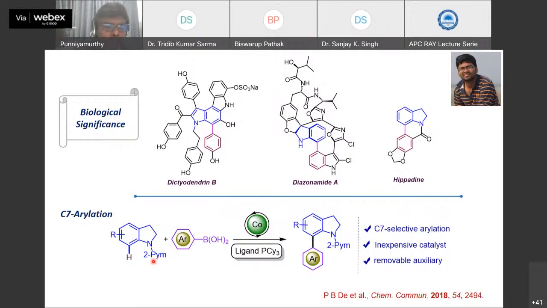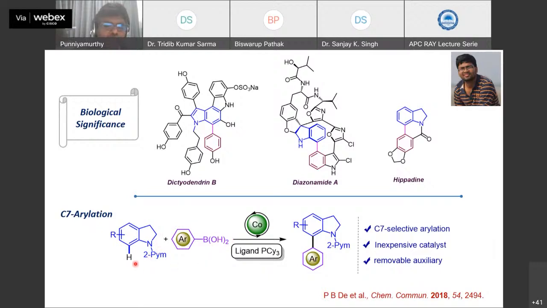Why indoline? You have to reduce the double bond so that the C2 position is less reactive compared to the C7 position. If you don't reduce it, this pyrimidyl directing group can make chelation and activate the C2 CH bond in indole through a five-membered metallacycle. To avoid that, we have reduced the double bond and converted it to indoline. Once we have indoline, the metal catalyst can make chelation here and activate this CH bond through six-membered metallation.